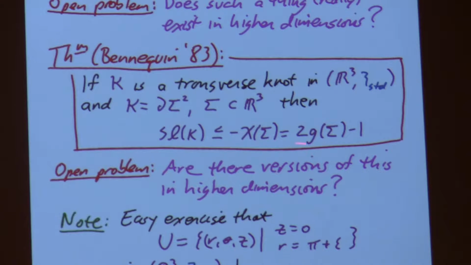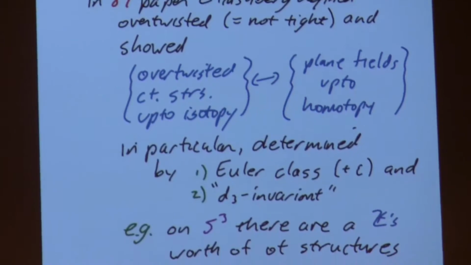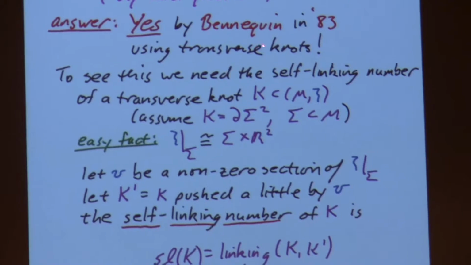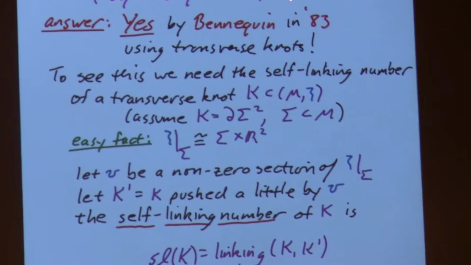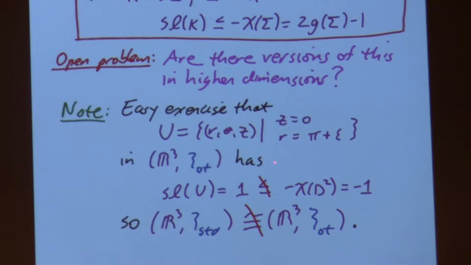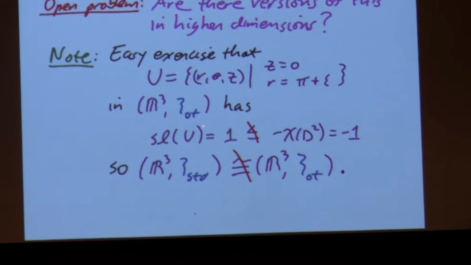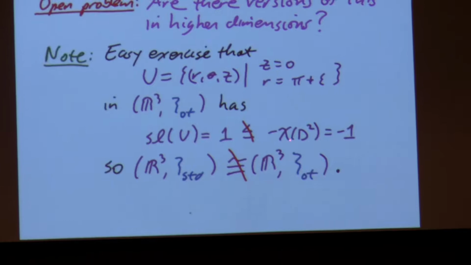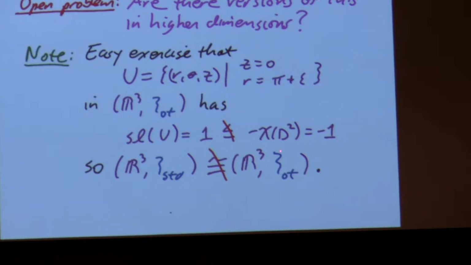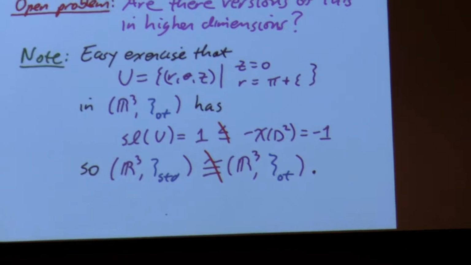And one might wonder if something similar is true in higher dimensions. But once you have Bennequin's result, it's super easy to see that these two contact structures, the over-twisted one and the standard one, are different. In the over-twisted one, if you just look at this unknot, you can easily compute the self-linking number as 1. But it's an unknot, so 1 is not less than minus the Euler characteristic, which is -1. So that means that the over-twisted contact structure has to be different from the standard one.